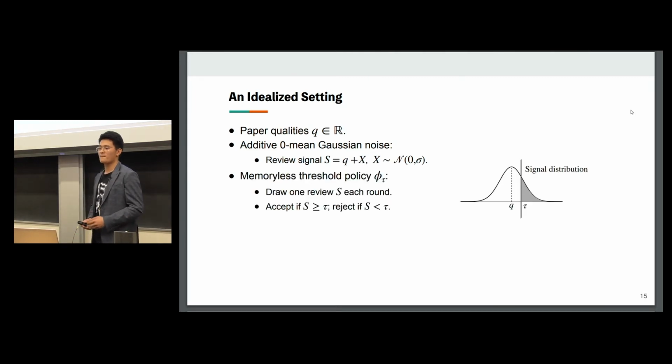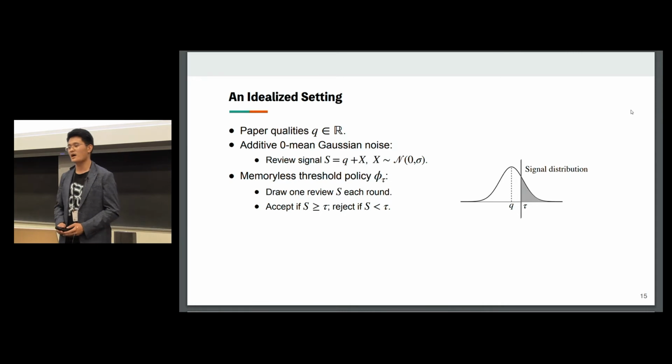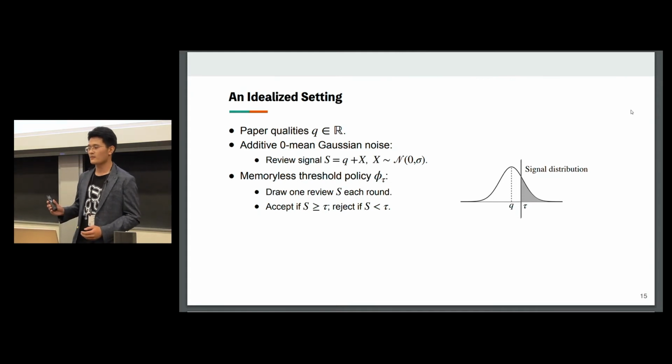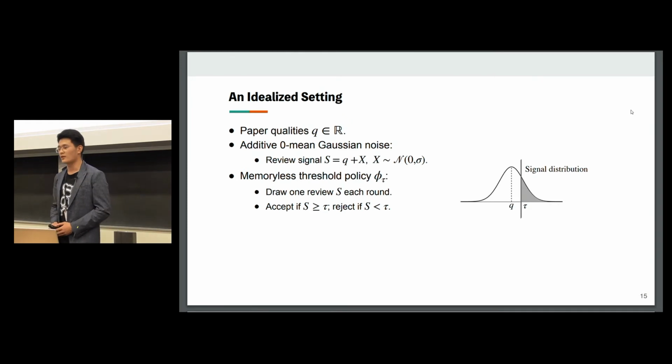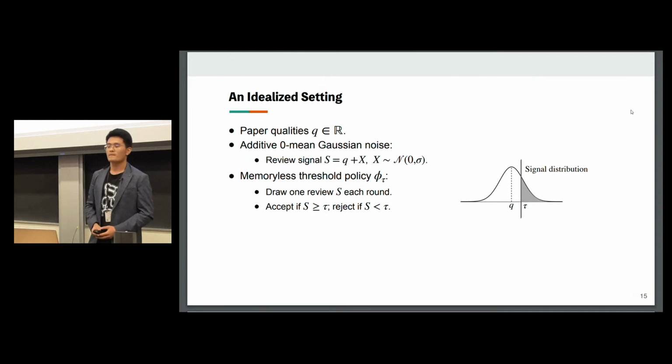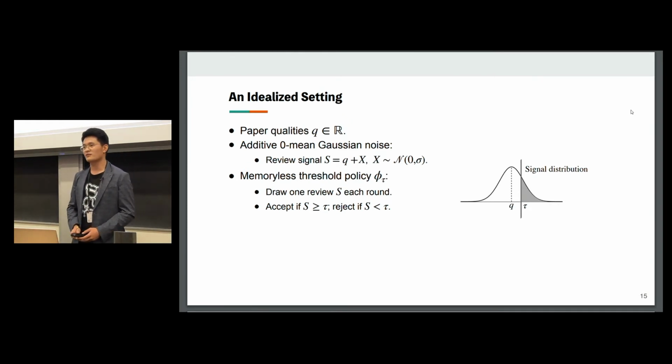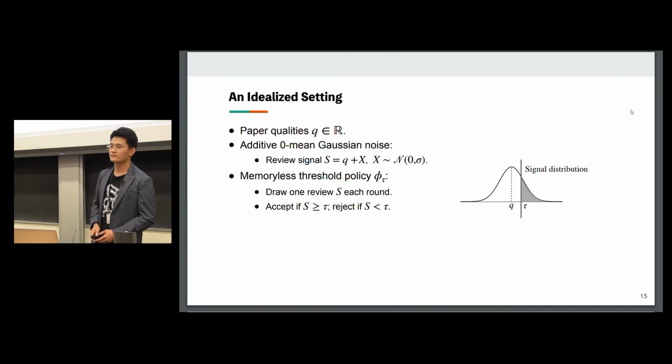We assume the acceptance policy is a memoryless and threshold one, which means the conference will draw one review per round, which is S, and set the threshold on the signal space. That means the conference will accept the paper if and only if the review signal S is higher than the threshold tau. Consider this figure with the Gaussian noise, which is the signal distribution. Then the probability of acceptance will be exactly the gray area.